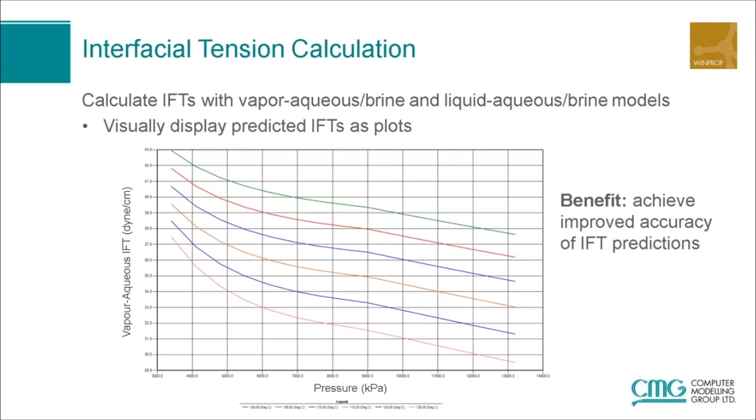And additionally, the predicted interfacial tensions can be visually displayed in WinProp now for much easier analysis in QC. We can make sure that the values are reasonable, and we can make sure that our curves are smooth without any jumps, which can cause runtime issues later down the road. And so we have an IFT versus pressure plot shown on this particular slide, and we can also create an IFT versus temperature plot as well.